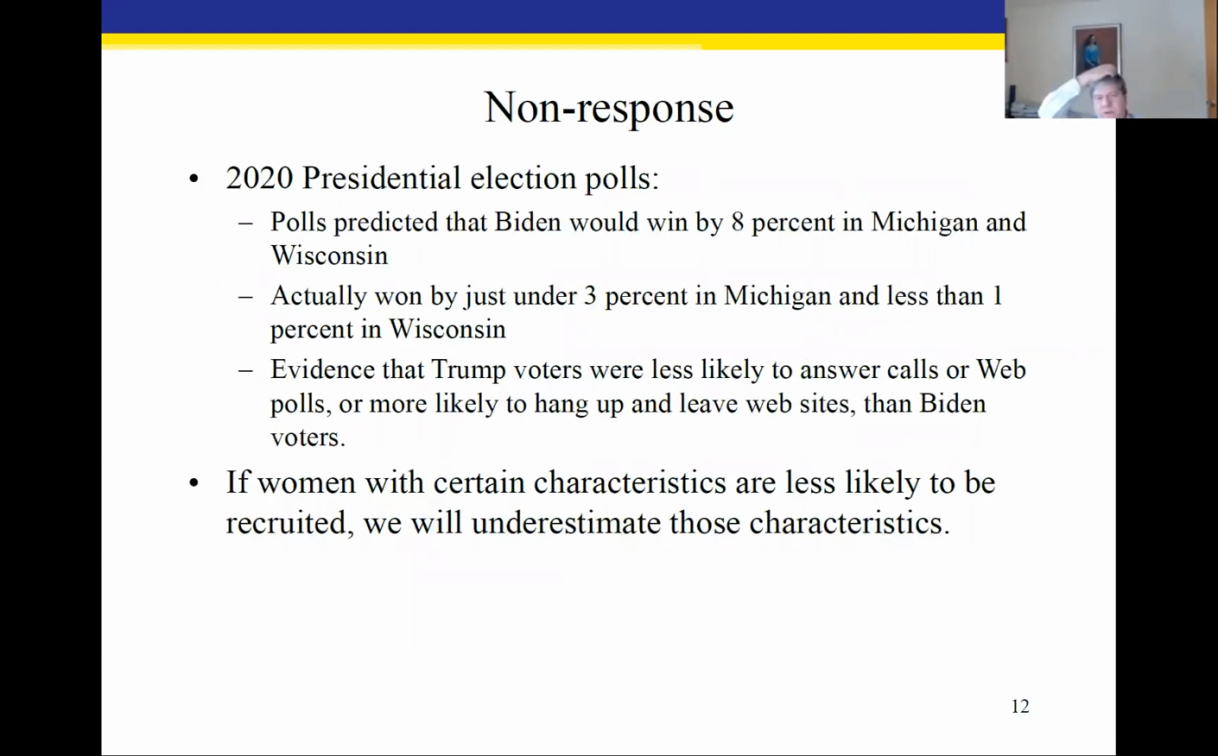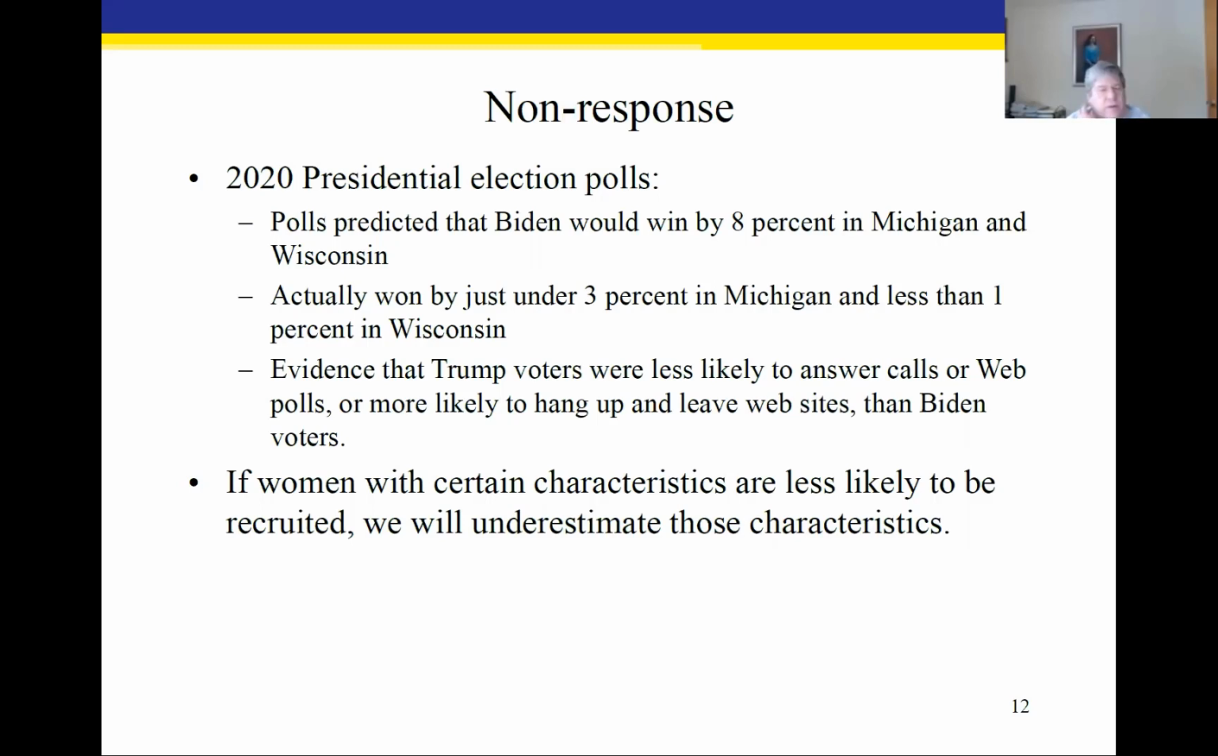And of course, we just went through the 2020 election. If you followed that, you might have noticed that there were predictions that Biden would win, particularly in the upper Midwest, quite handily. So he did win Michigan and Wisconsin, but the average of the polls suggested he'd win them by about 8%. And he actually won by just under 3% in Michigan and by less than 1% in Wisconsin. And there's definitely been some evidence that Trump voters were less likely to answer calls and web polls. They essentially wouldn't respond, or if they did answer the phone, they would hang up when they found out it was a political poll, more than Biden voters. So similarly, if women with certain characteristics are less likely to be recruited, we'll underestimate those characteristics.